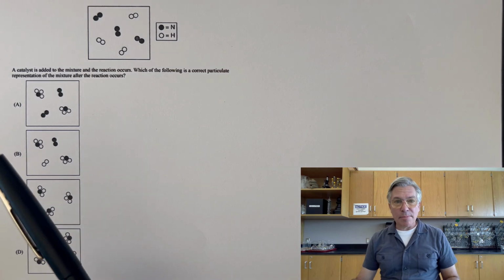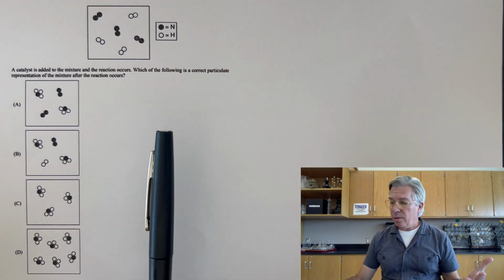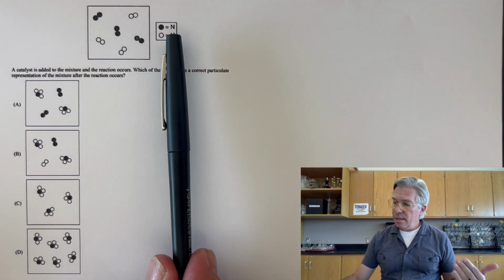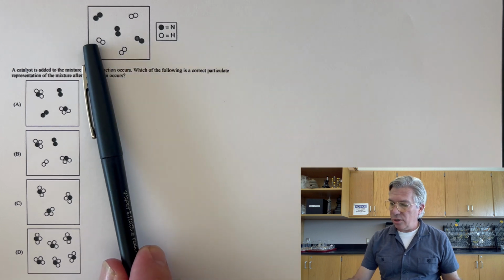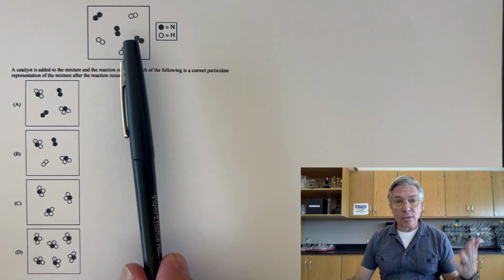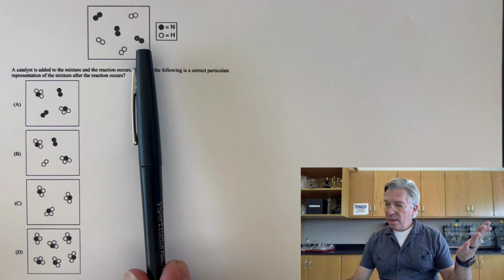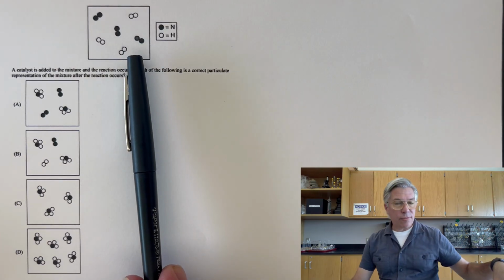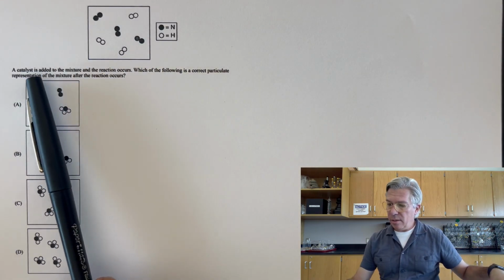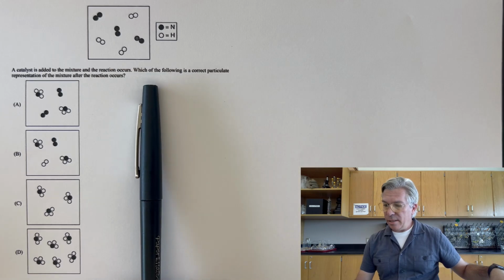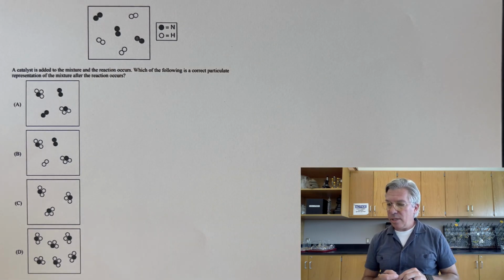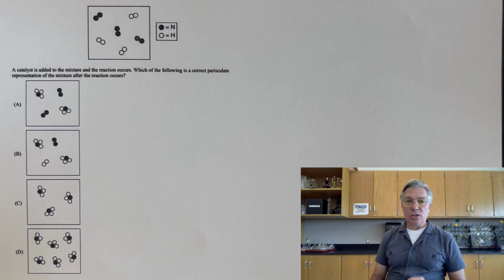Let's take a look at some sample questions to see how they might appear on one of your exams. And here we have some nitrogen and hydrogens. Again, they're both diatomic, so keep a note of that. Then they're going to do a similar reaction to the one we just saw over there. They're going to react after a catalyst is added. Which of the following is a correct particulate representation of the mixture after the reaction occurs?